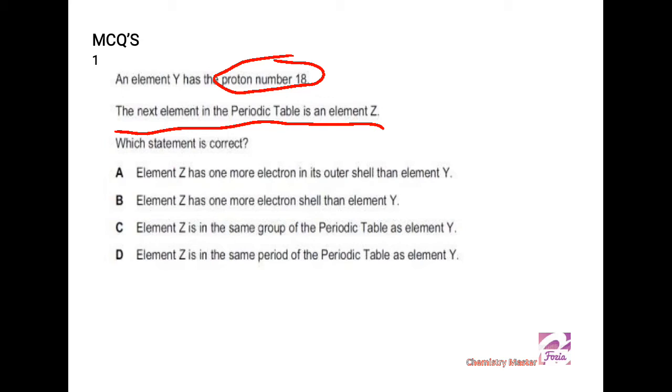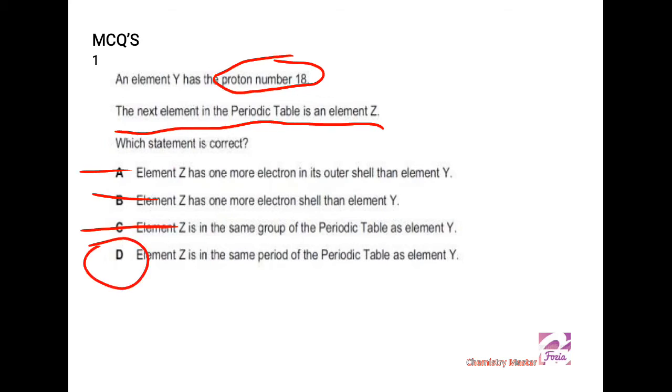A, element Z has one more electron in its outer shell than element Y. Okay, we can think of it. Perhaps it is going to happen because when one proton is added in the nucleus, an electron will also be added. B, element Z has one more electron shell than element Y. Okay. C, element Z is in the same group of the periodic table. It can't be true because the period remains the same. Then D, element Z is in the same period of the periodic table as element Y.